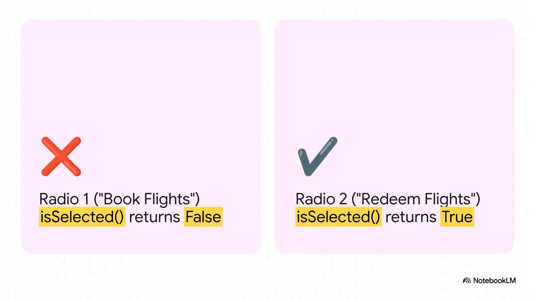Now look at this, because this shows the whole picture. Let's say we told our script to click the Redeem Flights button. When we check its status using isSelected, it correctly comes back as true. But here's the real proof, the clincher. When we check the other button, Book Flights, it returns false. This confirms the number 1 rule of radio buttons. Only one can be selected, and it proves our test is working exactly like it should.